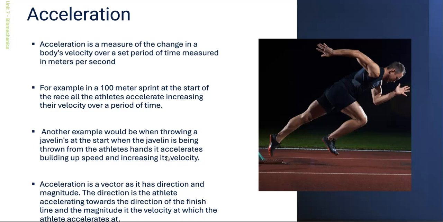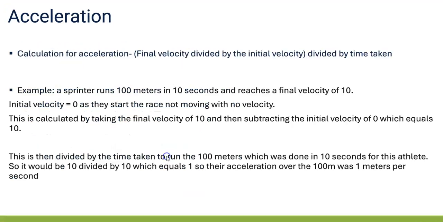Acceleration is a vector as it has direction and magnitude. The direction is the athlete accelerating towards the finish line. The magnitude is the velocity at which the athlete accelerates. To calculate acceleration, it would be the object's or person's final velocity minus their initial velocity, divided by time taken.